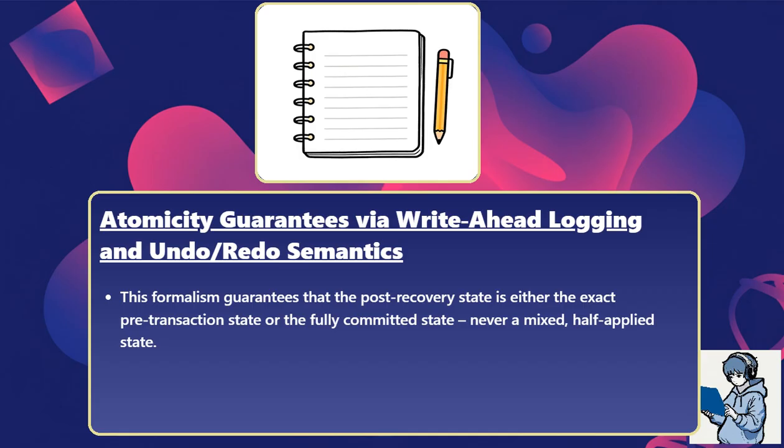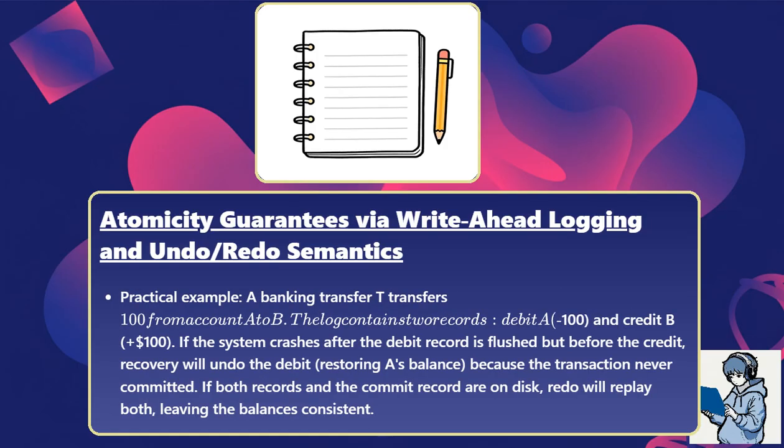Practical example: a banking transfer T transfers $100 from account A to B. The log contains two records: debit A minus $100 and credit B plus $100. If the system crashes after the debit record is flushed but before the credit, recovery will undo the debit, restoring A's balance because the transaction never committed. If both records and the commit record are on disk, redo will replay both, leaving the balances consistent.